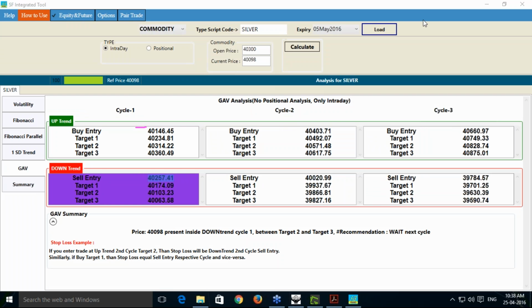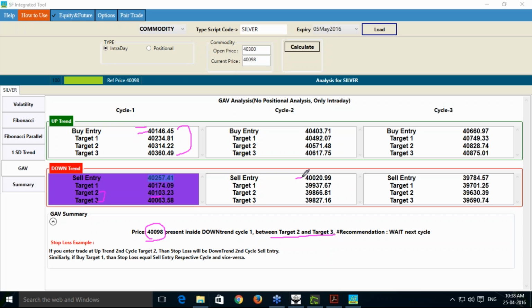This is not an error in calculation. Rather, 40,098 is the current price, which is in target 2 and target 3. When such repositioning happens, the first cycle used to change. So this is saying you can still wait for the next cycle, because even if you sell here, 40,146 will be your stop loss. It is telling you not to enter the trade now. Target 2 and target 3 are in this range, but when the second cycle starts, you enter.